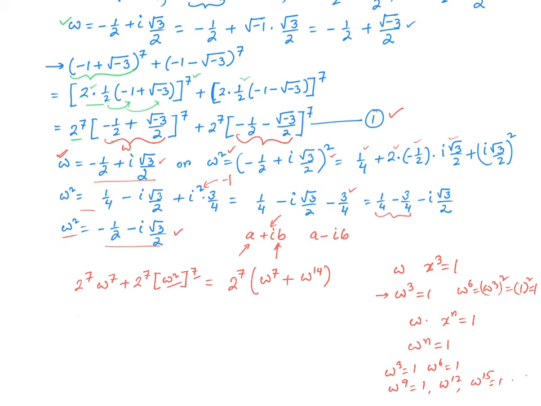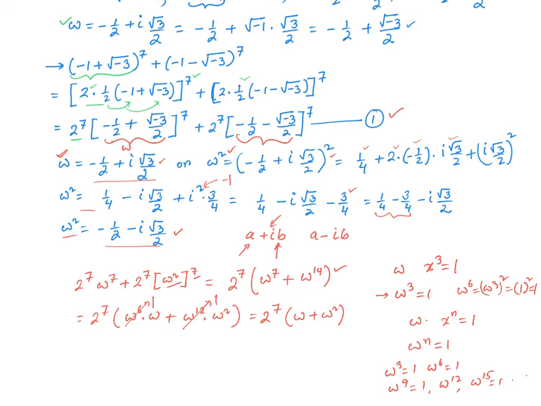Now what I am going to do, I am going to write this as 2 to the power 7 times omega to the power 6 times omega plus omega to the power 12 times omega square. What I have done, I have broken it down into two pieces where I am factoring it out in such a way that it cancels. So this, by the way, is going to give me just 1. This is going to give me 1. So I get 2 to the power 7 times omega plus omega square.